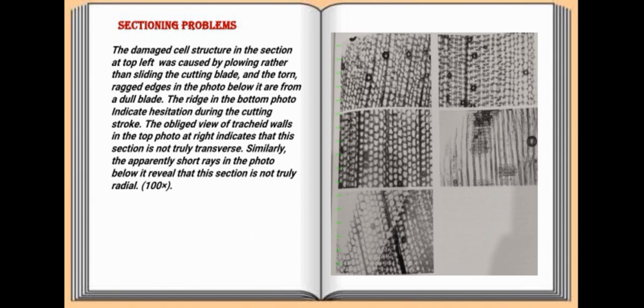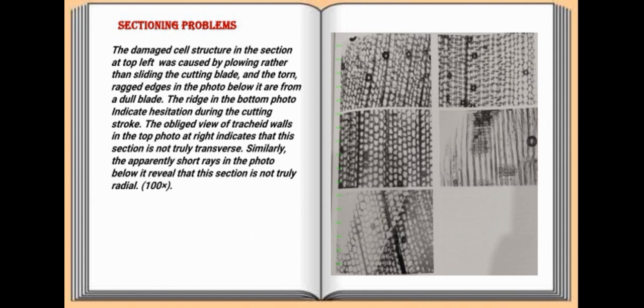The oblique view of tracheid walls in the top photo at right indicates that this section is not truly transverse. Similarly, the apparently short rays in the photo below it reveal that this section is not truly radial. As you can see, these are examples of sectioning problems in these photos.